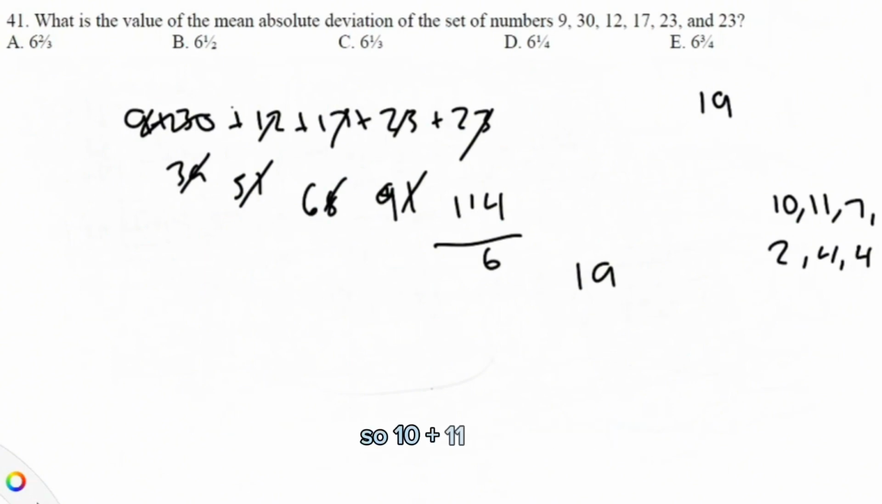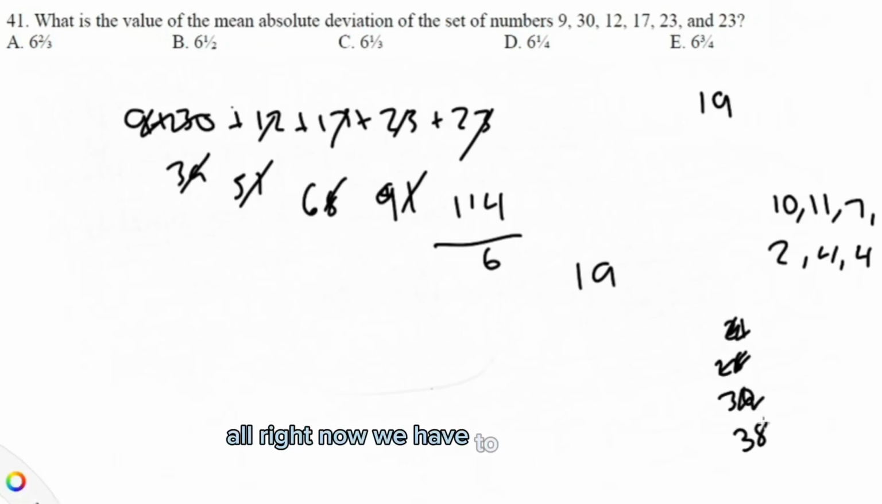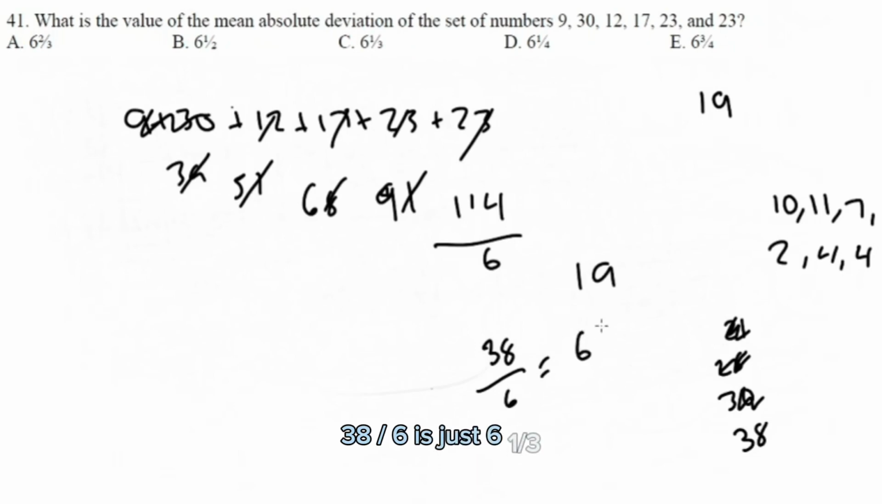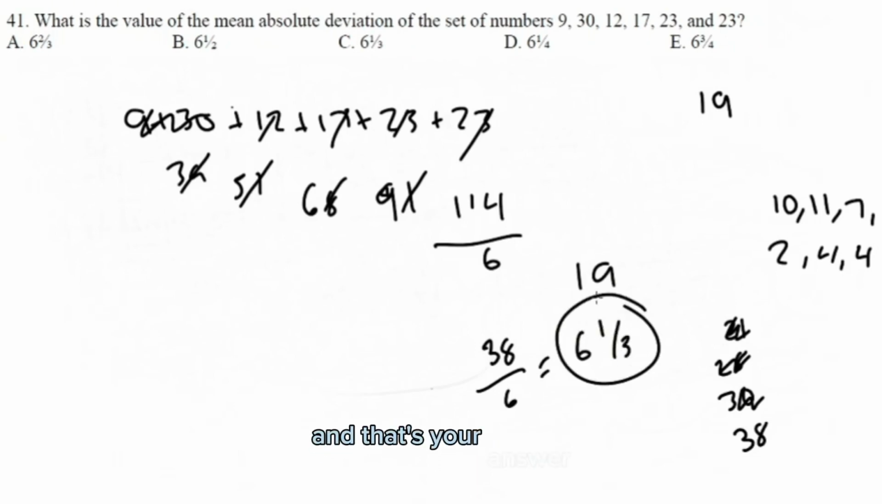So 10 plus 11 is 21. 21 plus 7 is 28. 28 plus 2 is 30. 30 plus 4 is just 38. Alright, now we have to divide this by 6 to get the mean absolute deviation. 38 divided by 6 is just 6 and 1/3, and that's your answer.